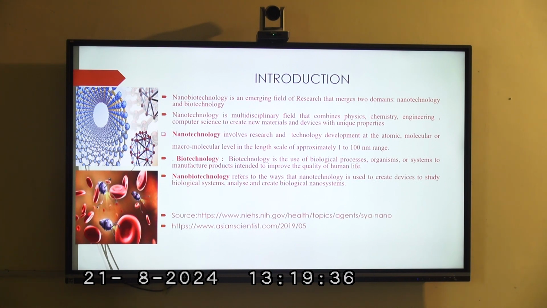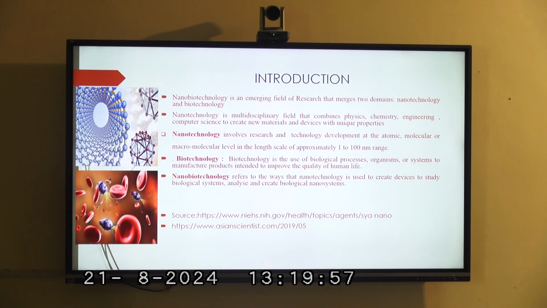So nanotechnology involves research at the atomic, molecular or macromolecular level. These are all the technologies which deal with the nanoscale. Nanoscale ranges from 1 nanometer to 100 nanometers. So the technologies developing within this scale are called nanotechnology.